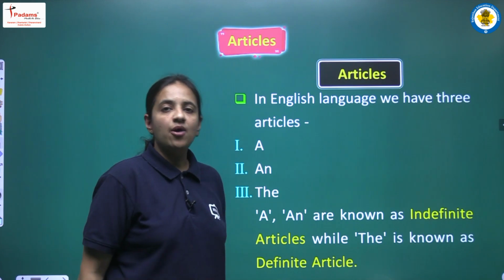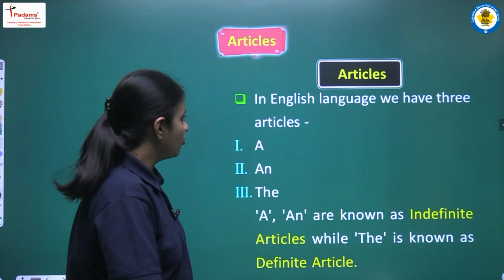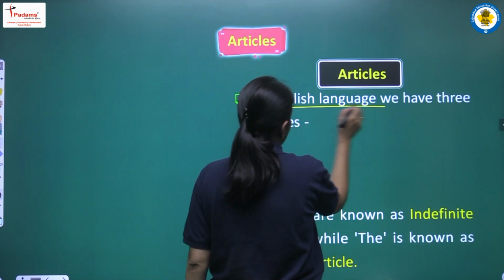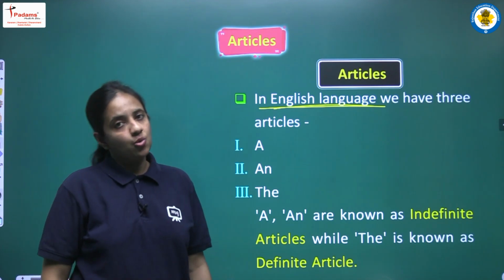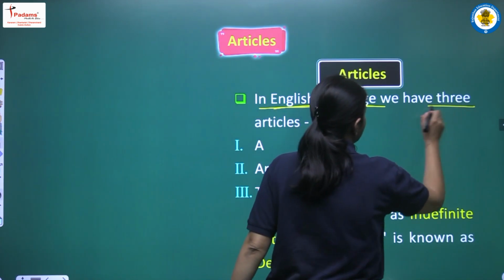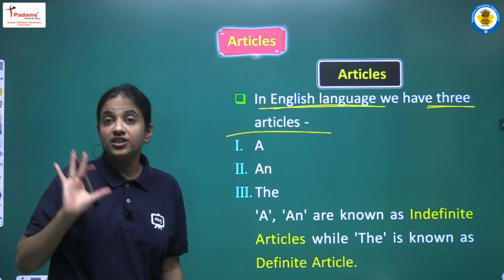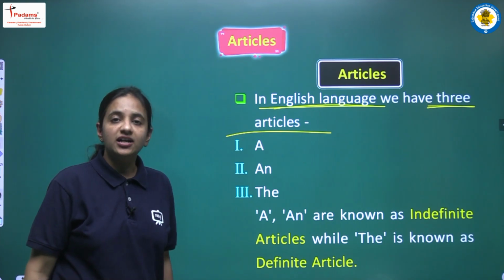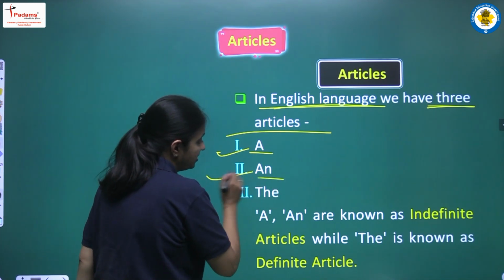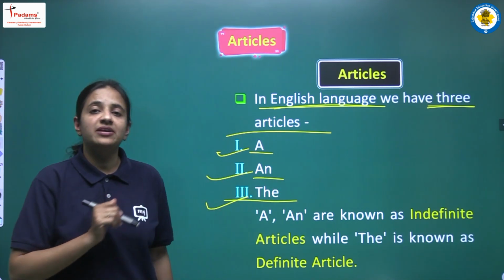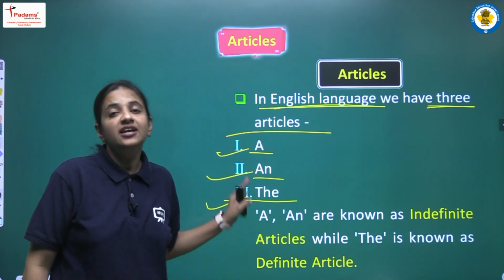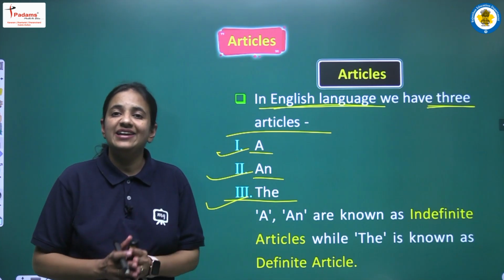So first of all, let's have a basic introduction of this topic. In the English language, we have 3 articles. So when we are learning this English language, we can say that in this language we have 3 articles. And what are these 3 articles? First, a; second, an; and the third article is the. Okay, so these are the 3 articles: a, an and the. These 3 articles we have to use in the English language.